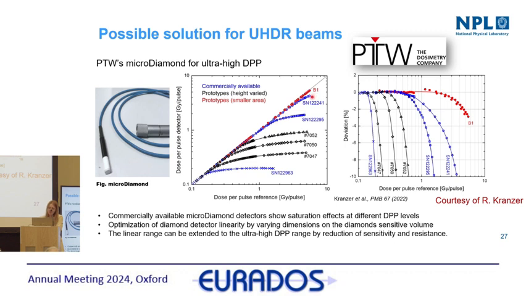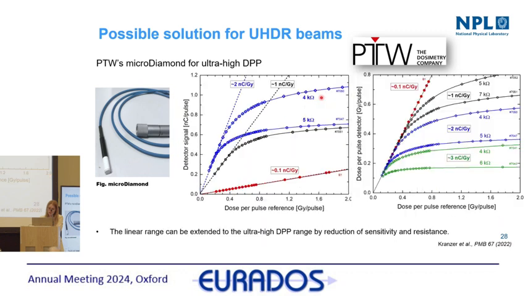So Raphael started looking at the reason, and it turns out that it is very much dependent on the size of the active area of the microdiamond. So he demonstrated that just simply by making the smaller size, smaller area of the microdiamond, it's possible to extend the range of linearity for the instruments in ultra-high dose rate beams.